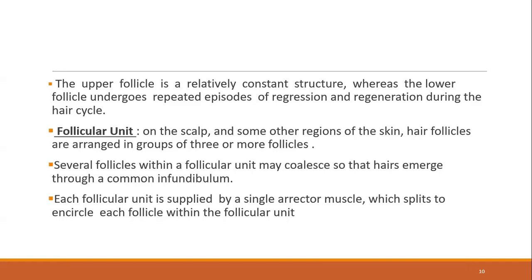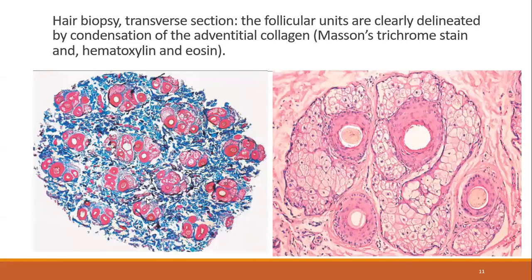On the scalp and in some other regions of the skin, hair follicles are arranged in groups of 3 or more follicles. Because of this arrangement, the hairs look thicker. Several follicles within a follicular unit may coalesce so that the hairs emerge through a common infundibulum. Each follicular unit is supplied by a single erector muscle which splits to encircle the entire follicle within the follicular unit. So this diagram shows the transverse or horizontal section showing different follicular units.